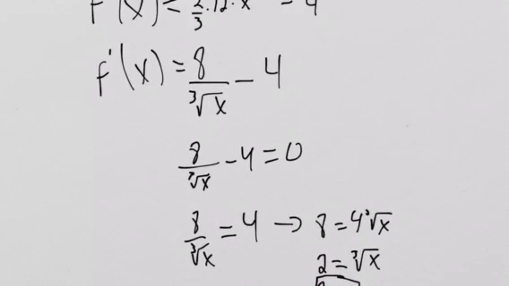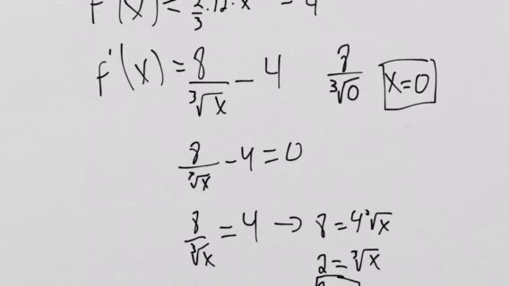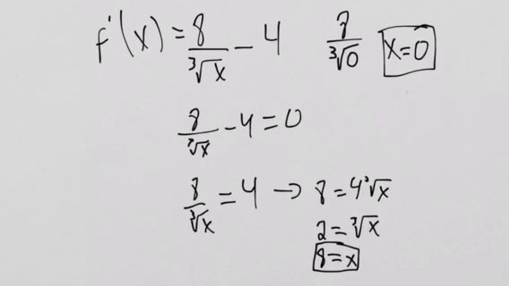Now, where is it undefined? Well, 8 divided by cube root 0 is going to provide an undefined slope, because it's going to make us divide by 0. So that means that x equals 0 is also a critical point. So that is all of our work for part A: x equals 0 and x equals 8.